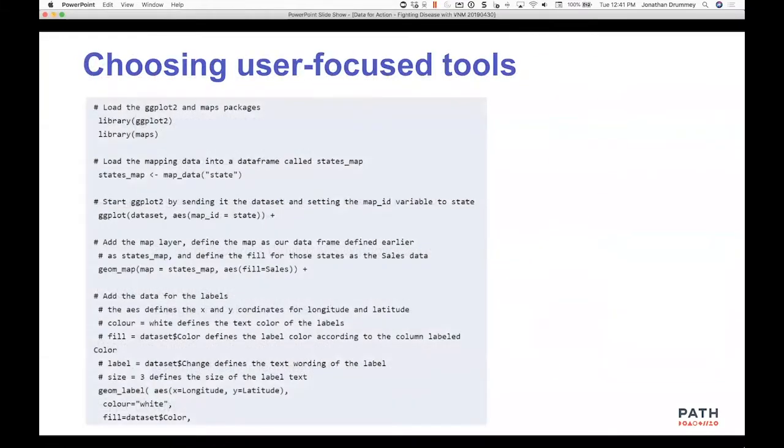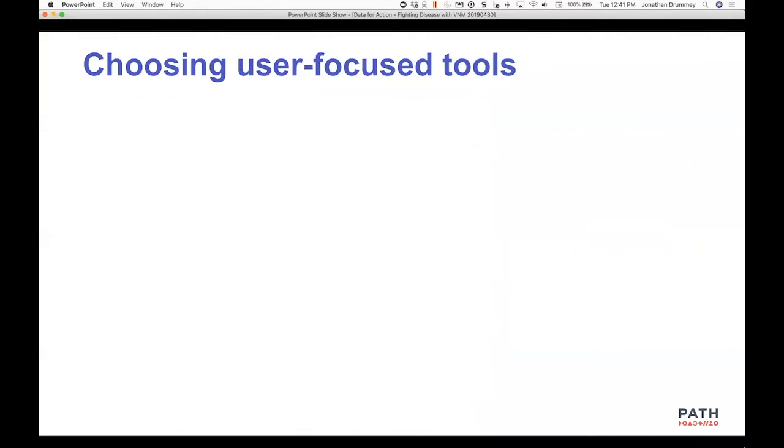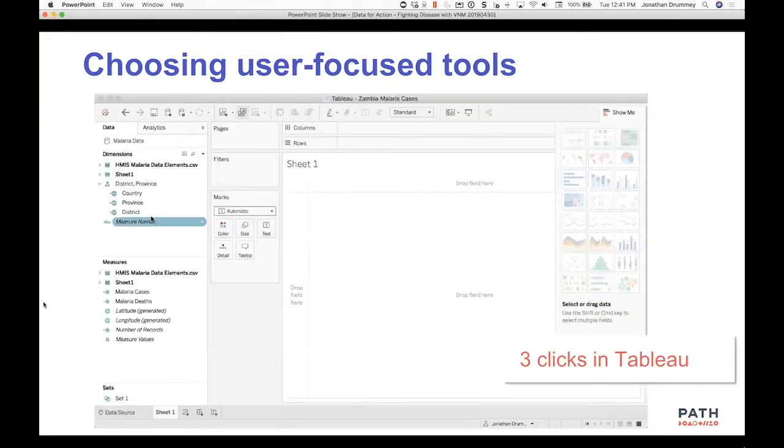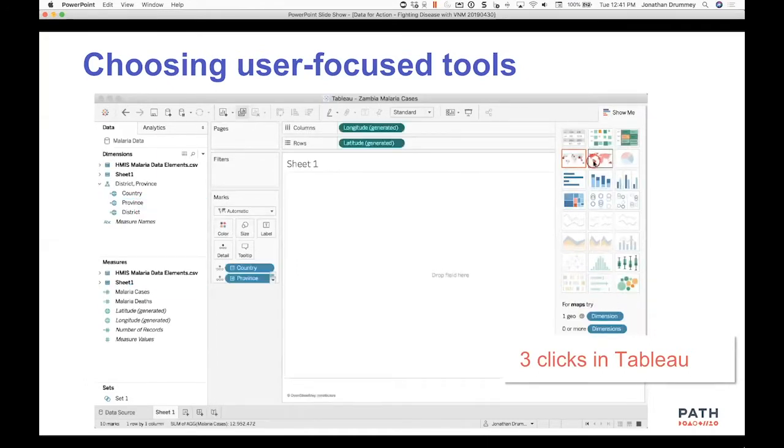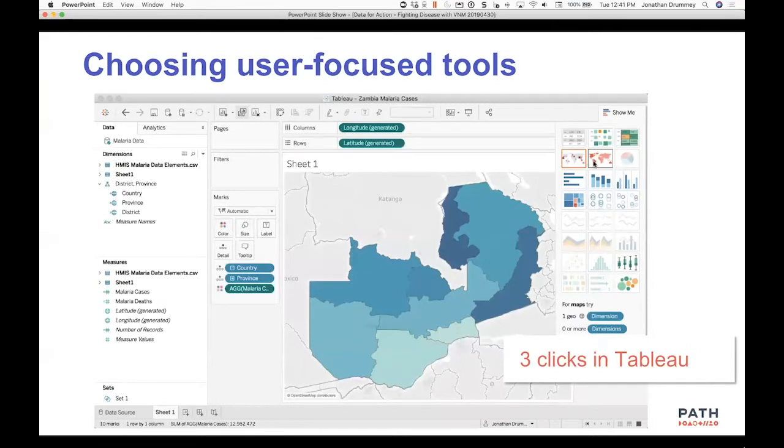Well, here's some R code I copied off the internet, and this is for drawing a map. So we've got several lines of code. There's lots of typing and everything in here to do this. Now I'm going to do a little demo of Tableau. So 3 clicks: select province, select malaria cases, click on the filled map. We've got a filled map of provinces in Zambia.